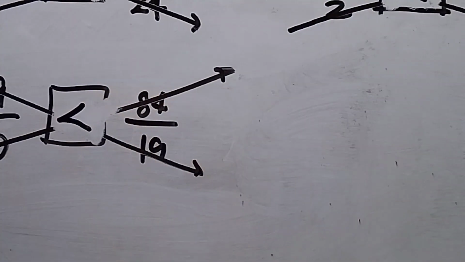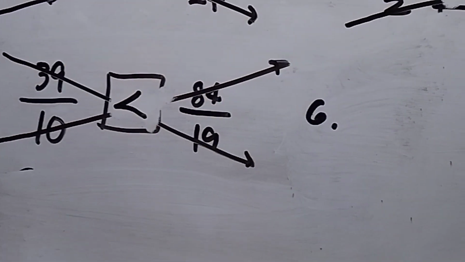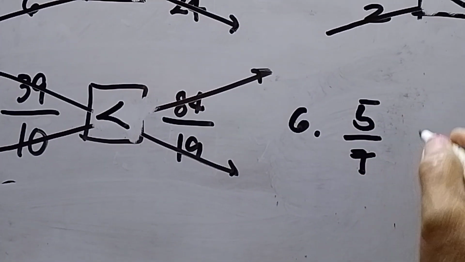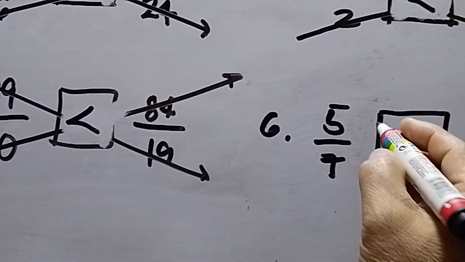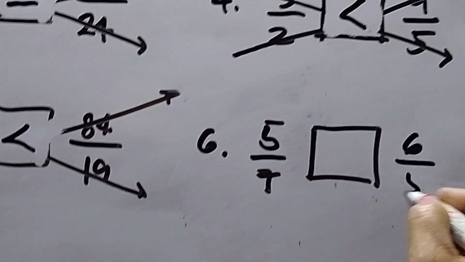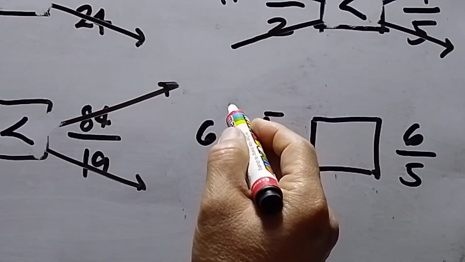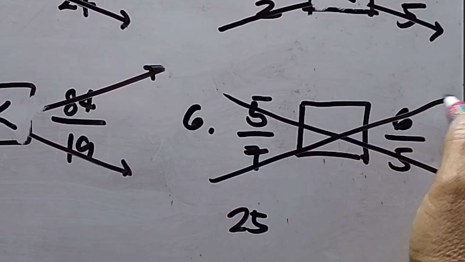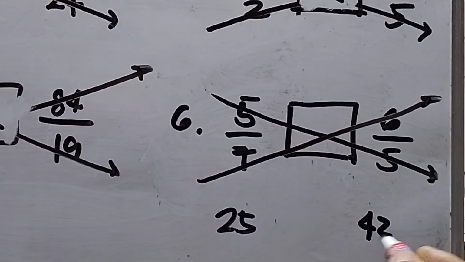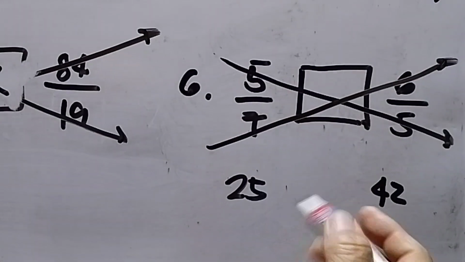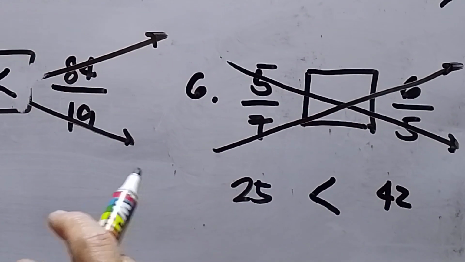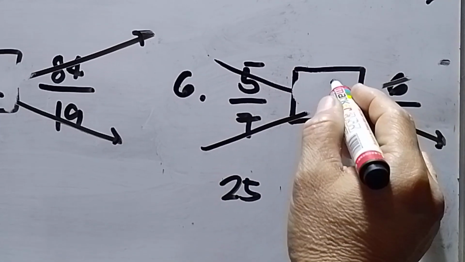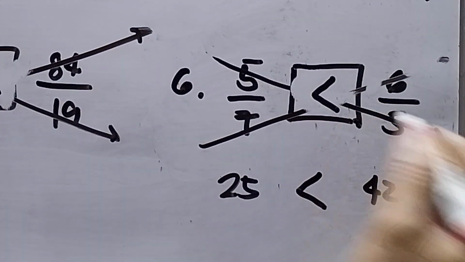Number 6. Number 6 is 5 over 7. Then I have the box 6 over 5. This will be cross multiplied down 25 at the left side and then right side, 7 times 6 is 42. So which is greater? This is 42, right? So we'll use the symbol. So for number 6, 5 over 7 and 6 over 5, meaning 5 over 7 is less than 6 over 5.